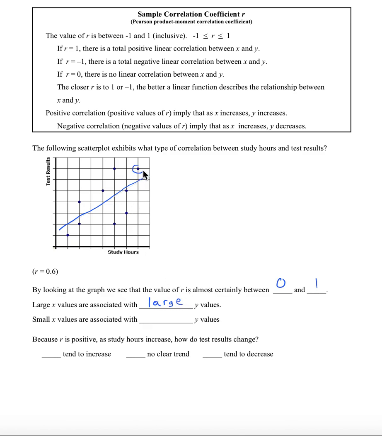So a person who studied for many hours got one of the highest test scores. A person who studied for a low number of hours got a low test result. Small x values are associated with small y values. Because R is positive, as the study hours increase, how do the test results change? When study hours increase, test results tend to increase too, according to this data.